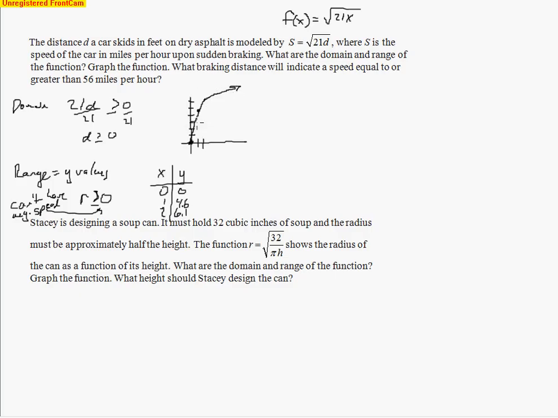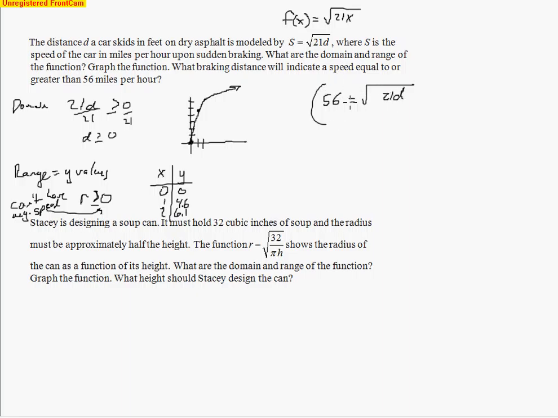So that's kind of what the function looks like. And so what they wanted to know was, if the speed were 56 miles an hour, what is the braking distance that will indicate a speed equal to or greater than 56? So let's go ahead and substitute 56 in for s, for the speed, and then do the work.